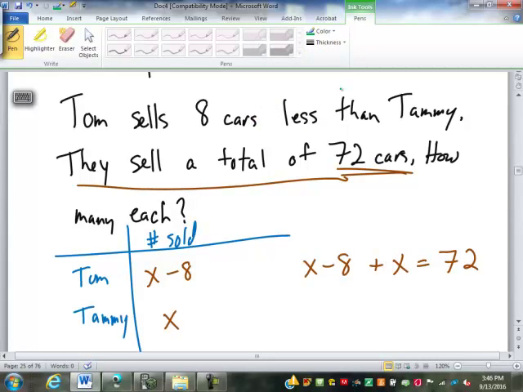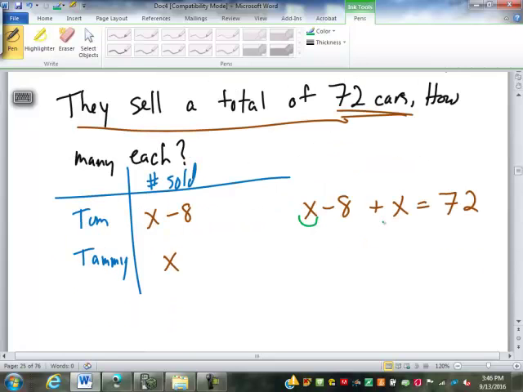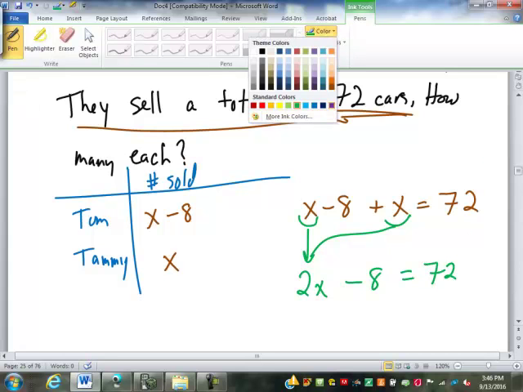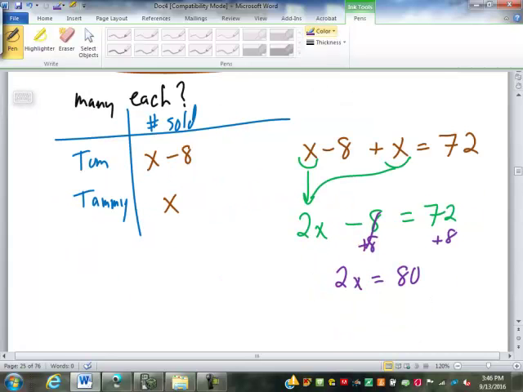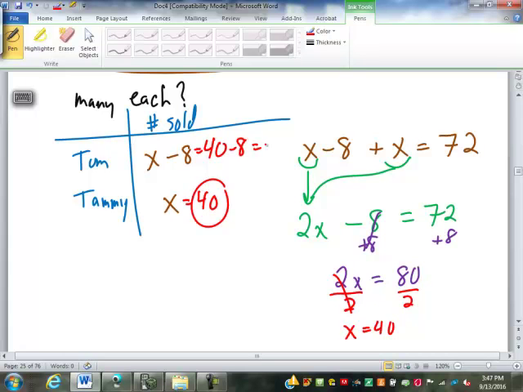Now, I'll catch a couple people here. You've got to be careful. These are both positive X's, so they combine to make 2X. And we still have the minus 8 equals 72. What do we do from there to solve the equation? Add 8. 2X equals 80. And then divide by 2. Good. X equals 40. So Tammy is 40, and Tom is 40 minus 8, or 32.